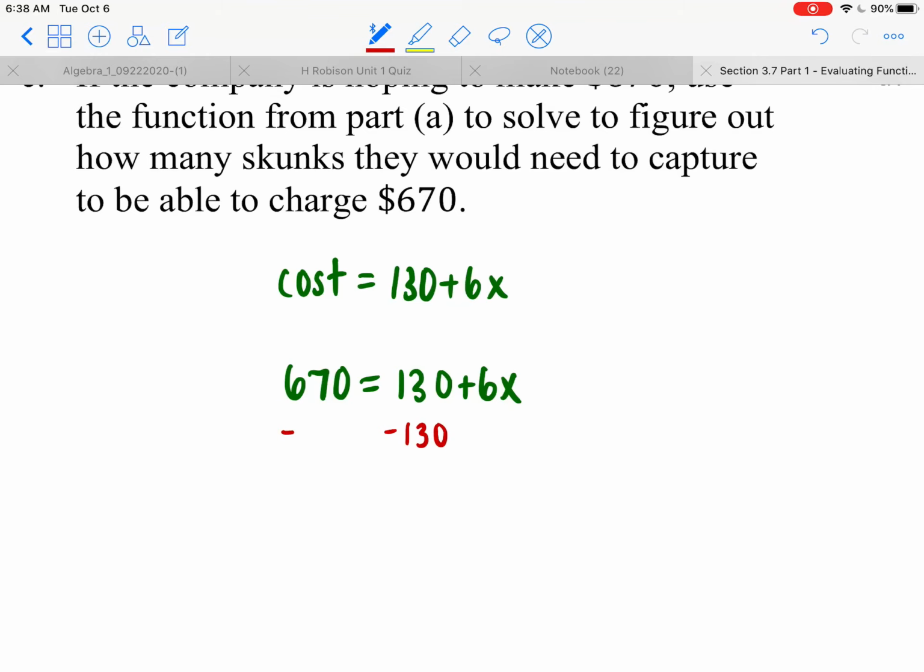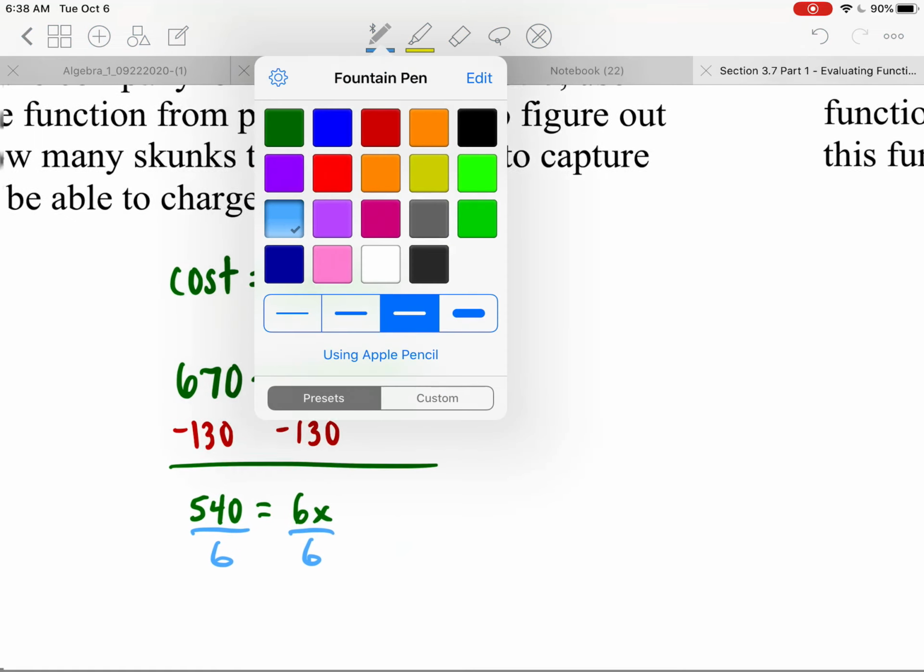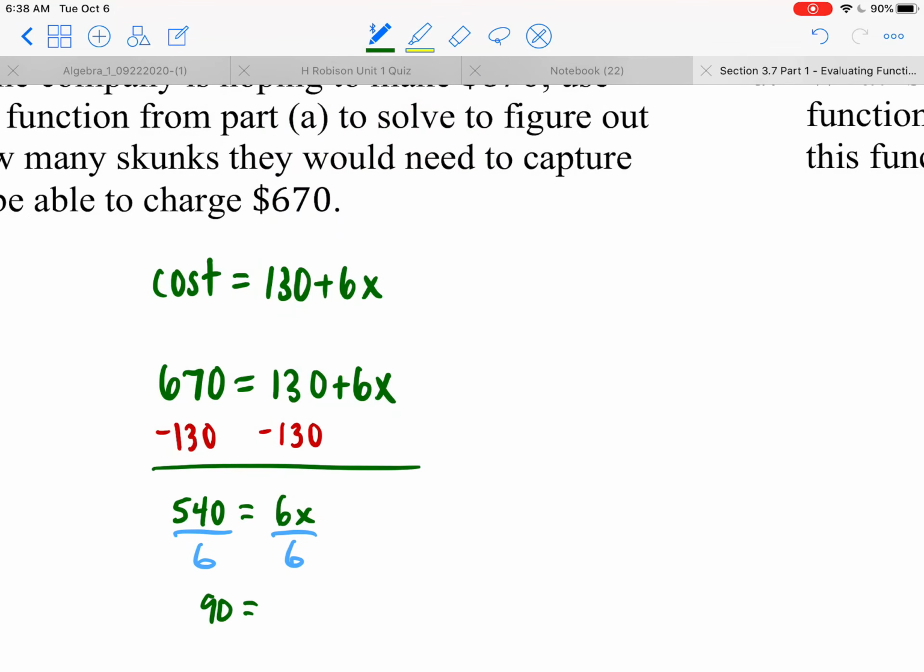So I'm going to subtract 130 from both sides. So we get 540 is equal to 6x. And then what do we do from here? We divide by 6 on both sides. So we divide by 6, and we get that 90 is equal to, or not 90, sorry. Yes, that is 90. Why am I getting 90? Oh my gosh. It's not 6x, it's 60x. Oh my gosh. All right, so rewind.